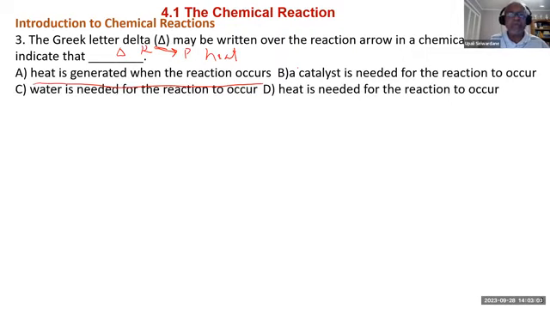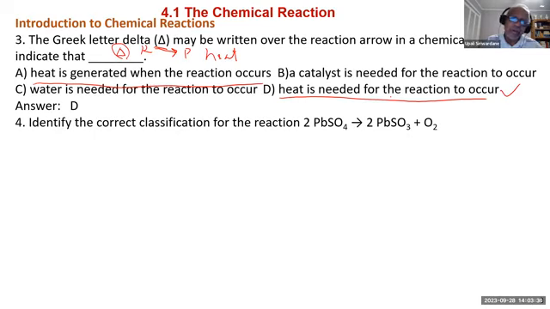Let me look at the choices. The answer is D. Heat is needed. When you write the delta, it means the reaction requires heat to complete. That's the correct answer. A catalyst has nothing to do with writing a delta. Heat is generated, that's nothing to do with delta. Heat is needed. That's the answer for that blank.